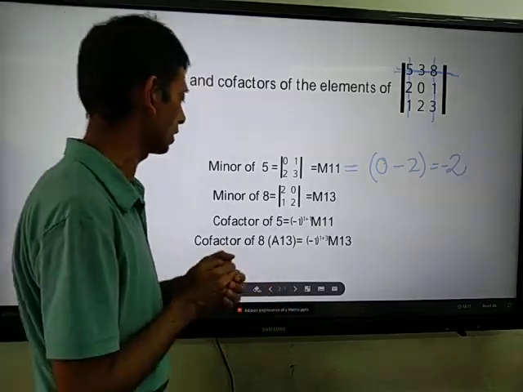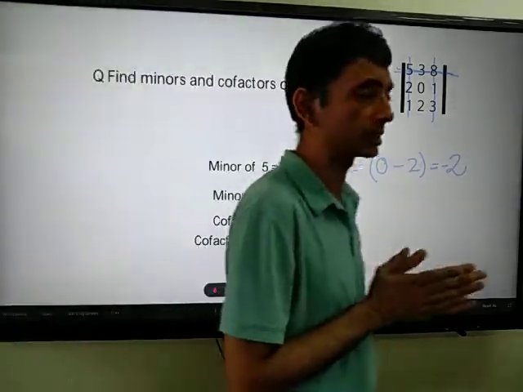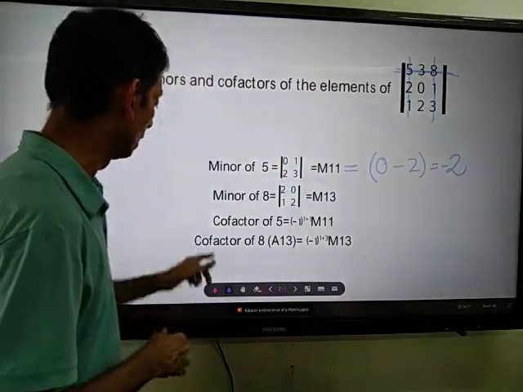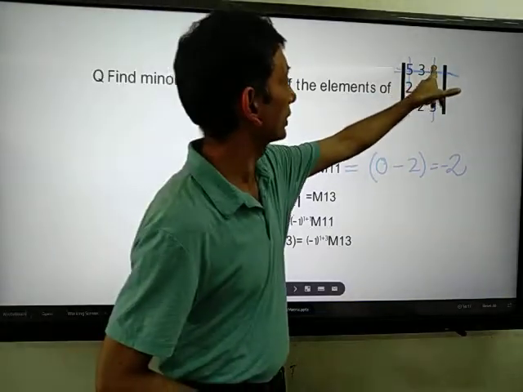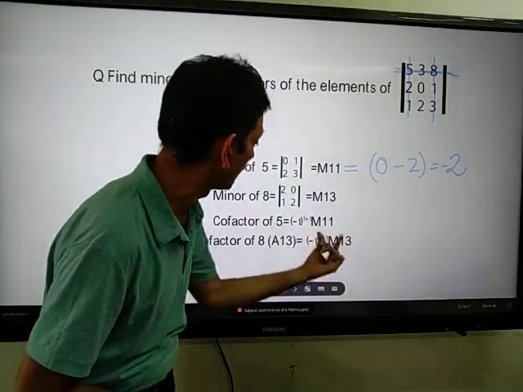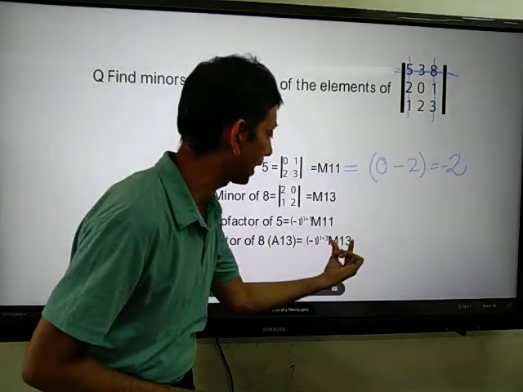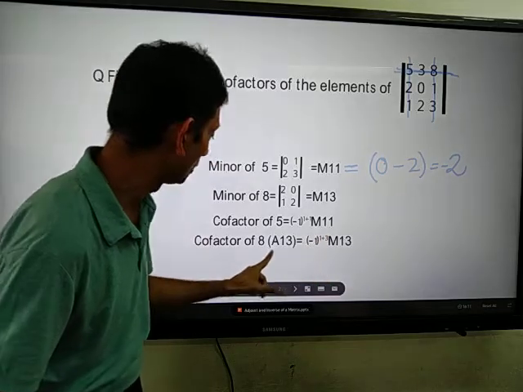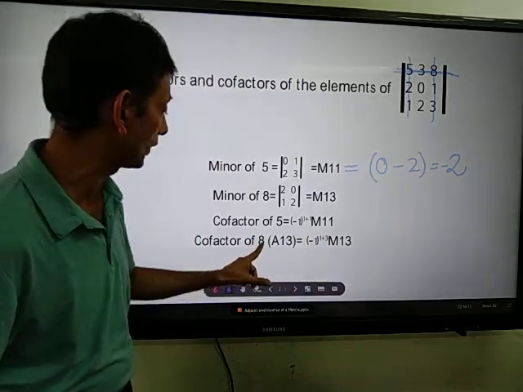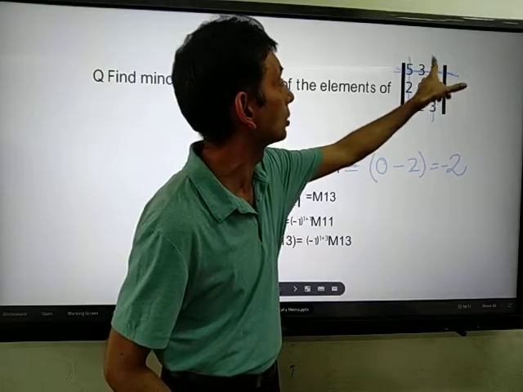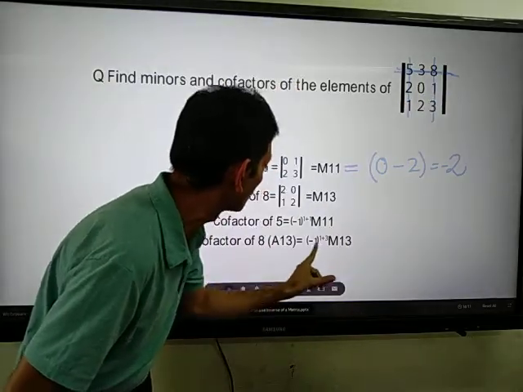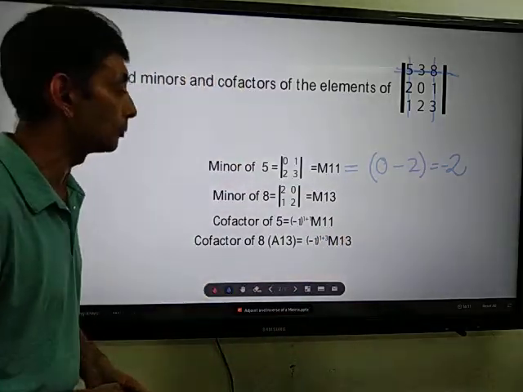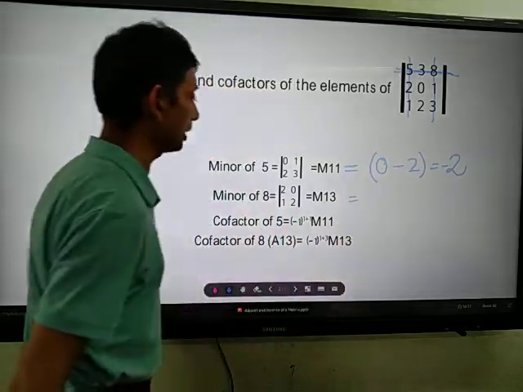Both are very simple concepts, but we need to understand the basic difference between minor and cofactor. So let us try to understand the cofactor of 8. The cofactor of 8 is equal to minus. To find cofactors, the minor is to be multiplied by the term minus 1 to the power i plus j. Now, the position of 8 is 1, 3. Therefore, the suffix is 1, 3. So, minus 1 to the power 1 plus 3, times M13. Let us calculate M13.